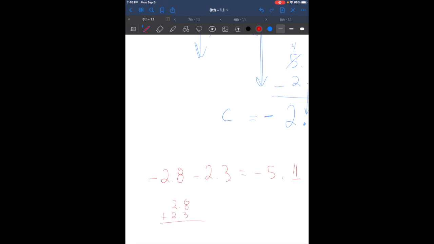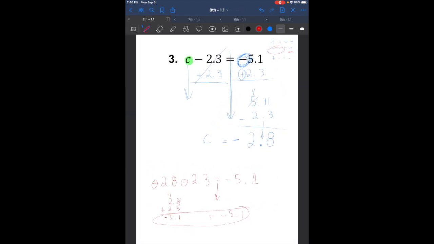Let's add this together. 3 plus 8 gives us 11. Carry the 1. And then we have 2 plus 2 is 4, plus 1 is 5. But we also know that they are both negative, so the sign does stay. So that's negative 5.1. Drop down your equal sign, negative 5.1. So it looks like the answer is correct.